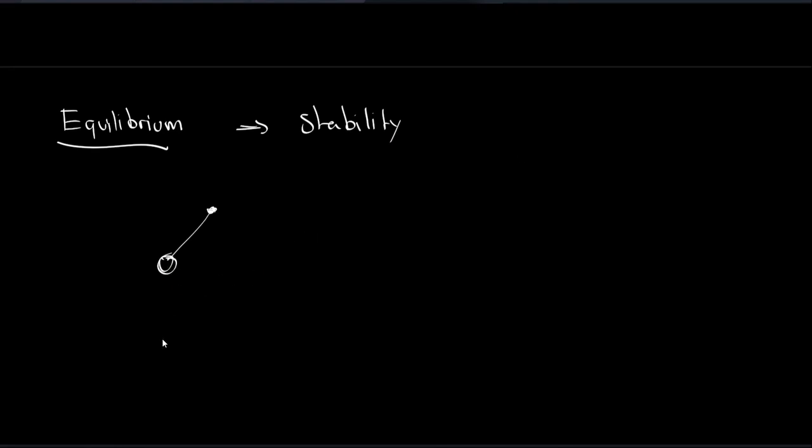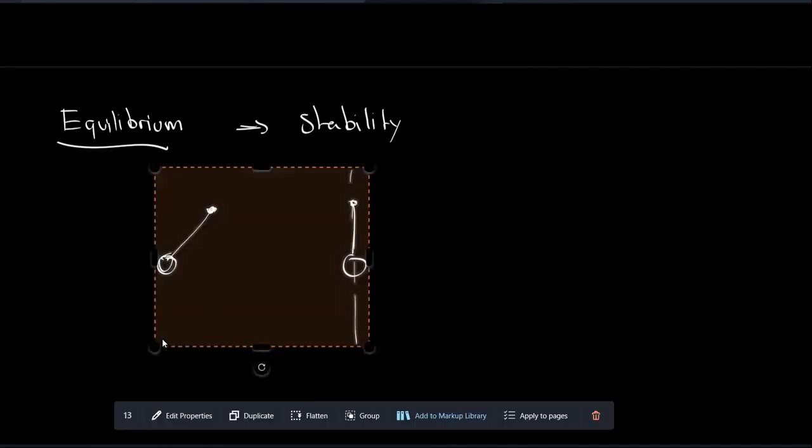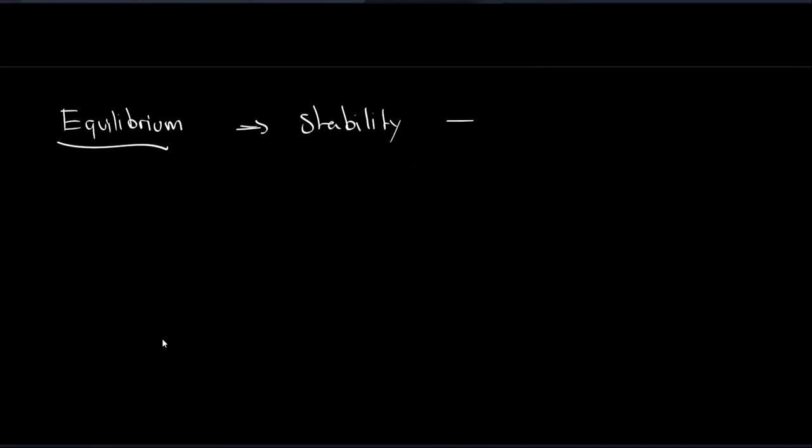But if you take the pendulum and you position it just straight down, you don't move it, it's going to stay this way, right? Because this position over here is its equilibrium. So equilibrium means stability. And what stability means is no change. No change, something doesn't change.